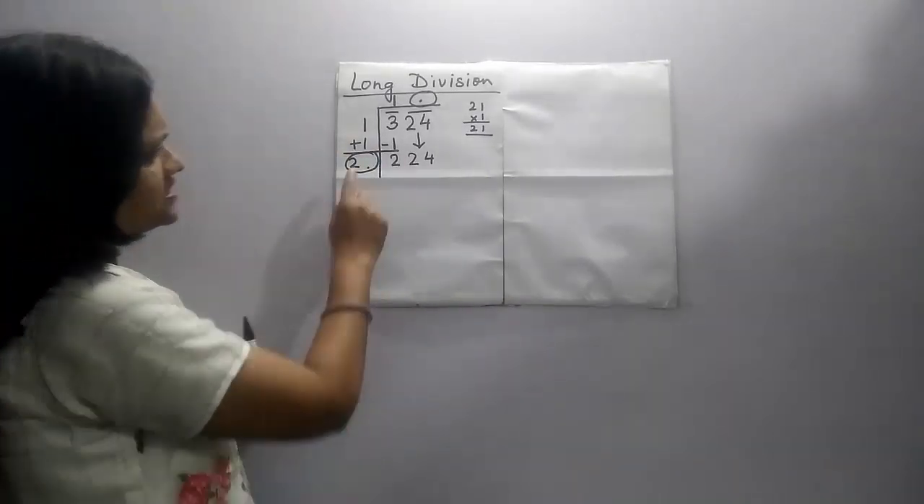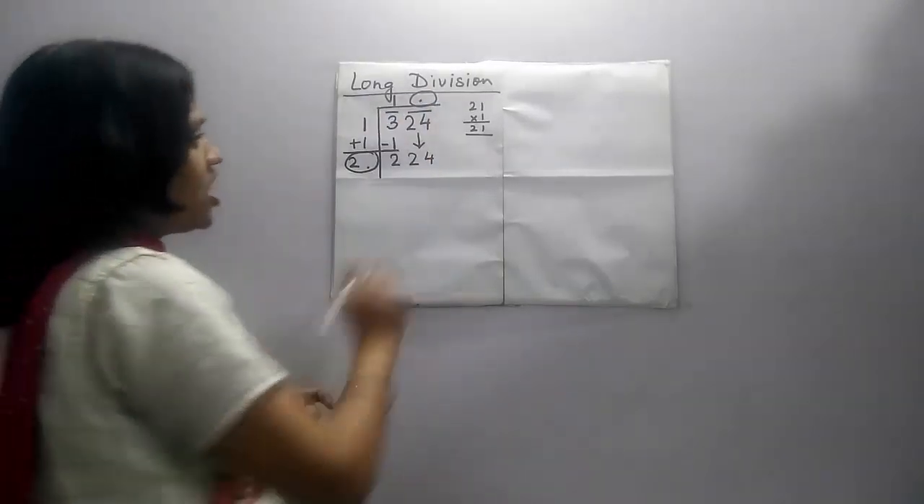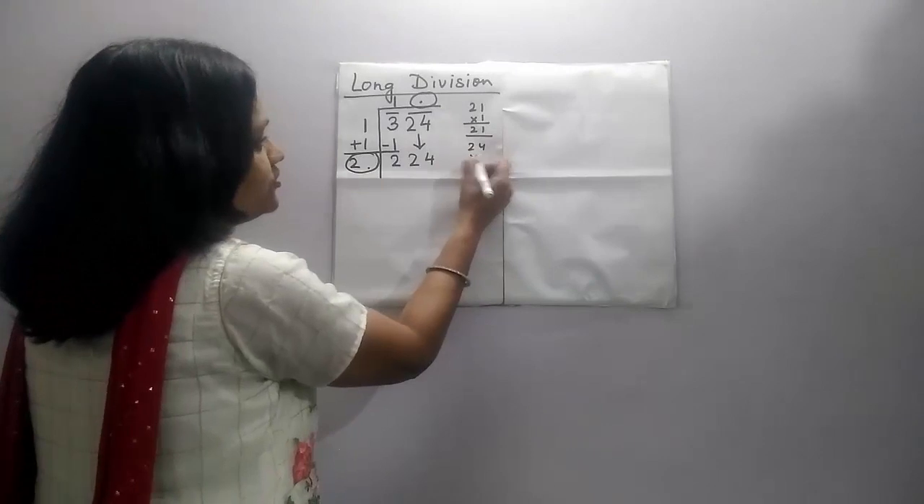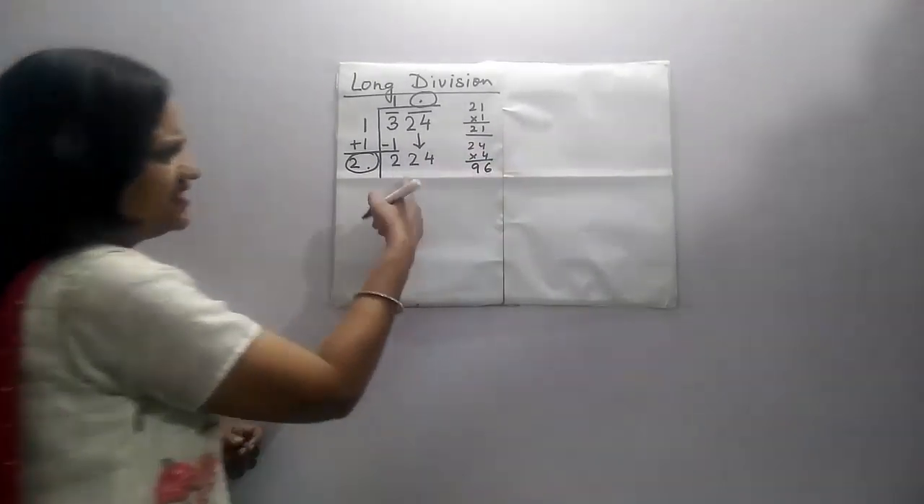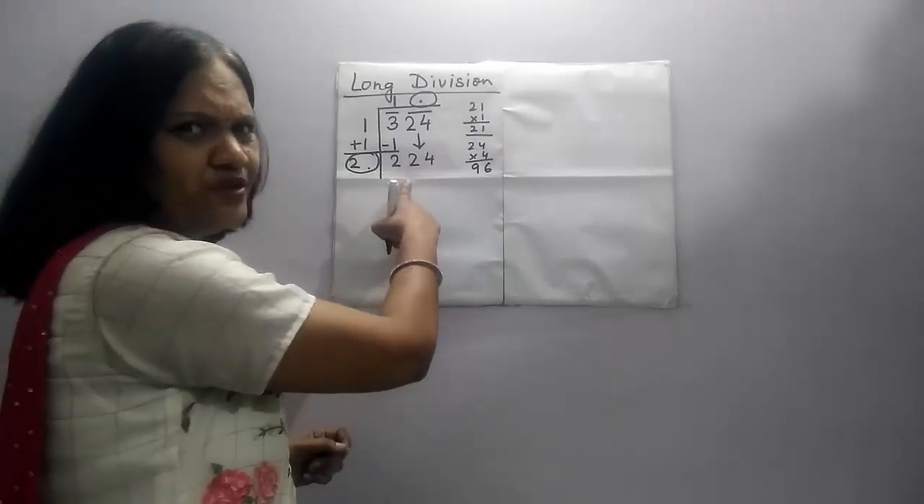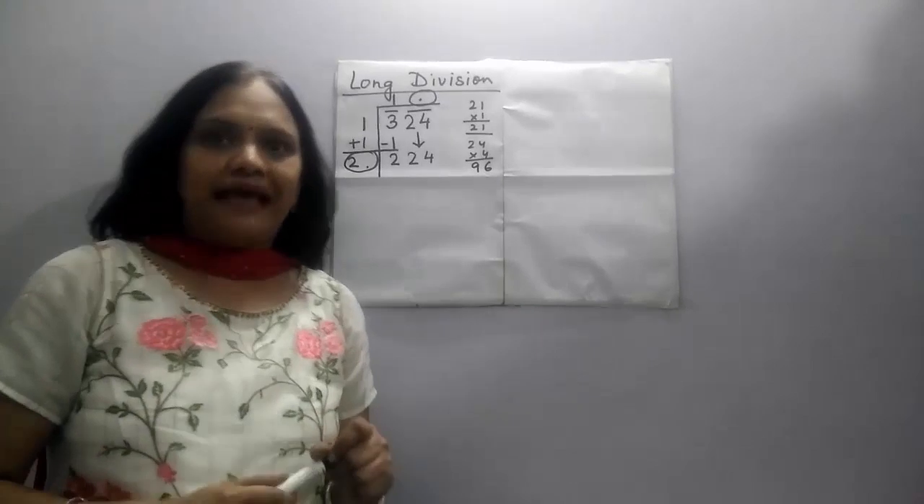Okay, suppose I write 4 over here. Then I have to write 4 here also. Now how much is 24 into 4? 24 into 4 is 96. Should I write 96 under 224? No, it's not going to help.